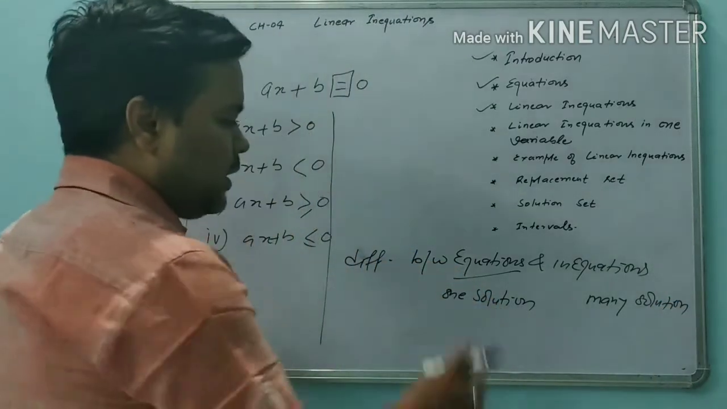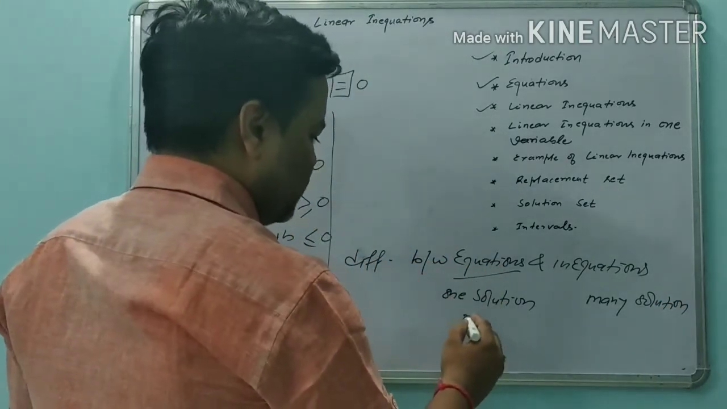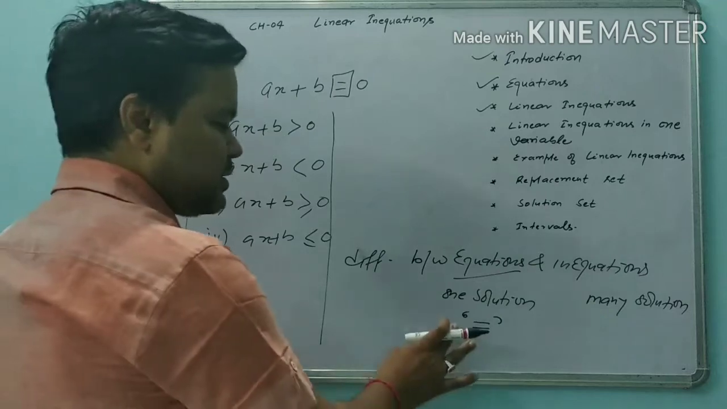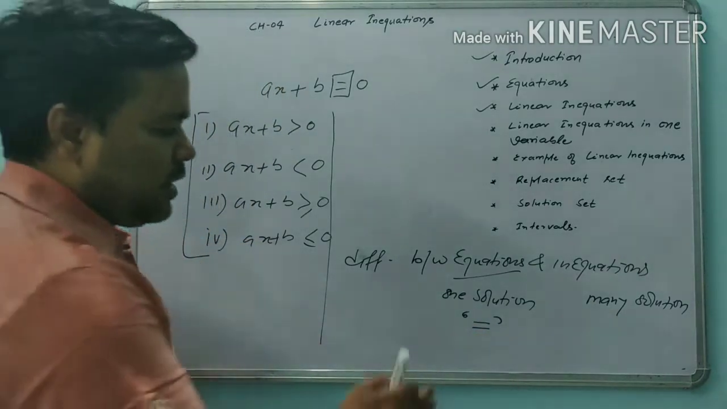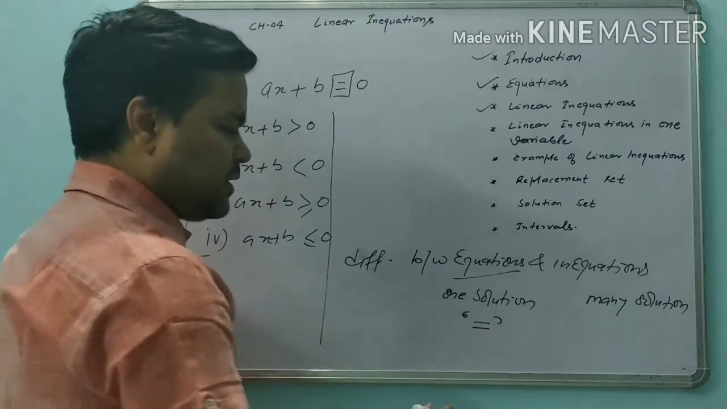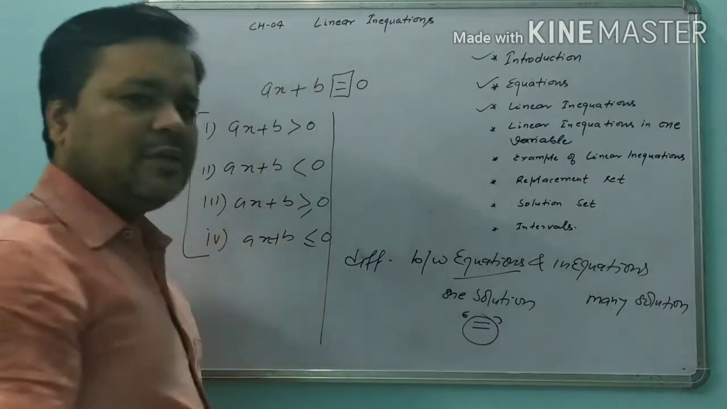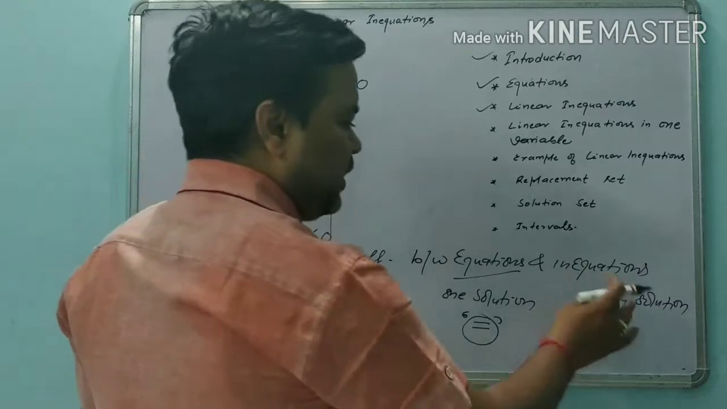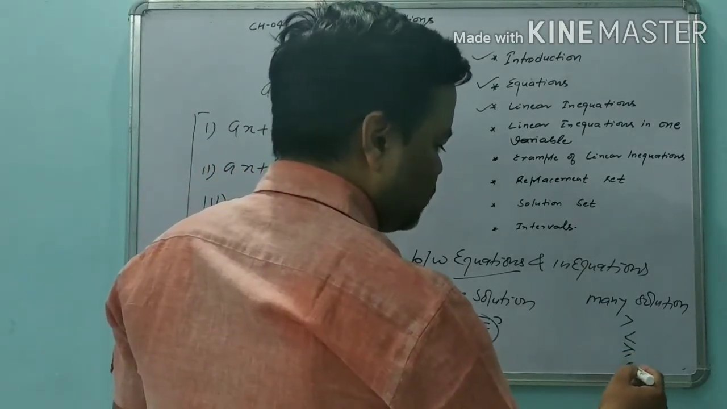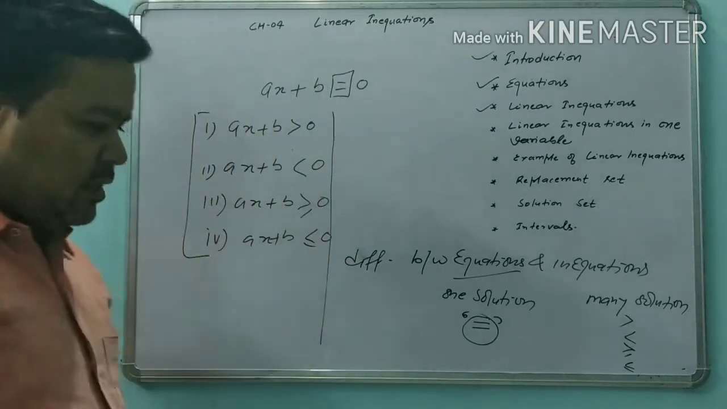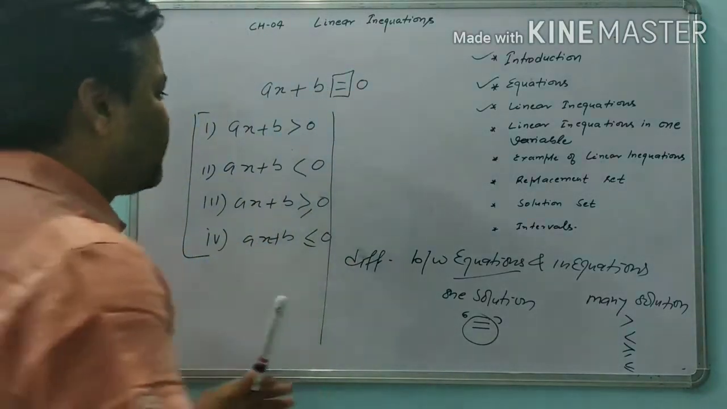Okay, here in an equation we have the equal to condition, meaning the left hand side is equal to the right hand side. In other words, the left hand side and right hand side are connected by the symbol called equal to. But in an inequation we have four symbols: greater than, less than, greater than or equal to, and less than or equal to.